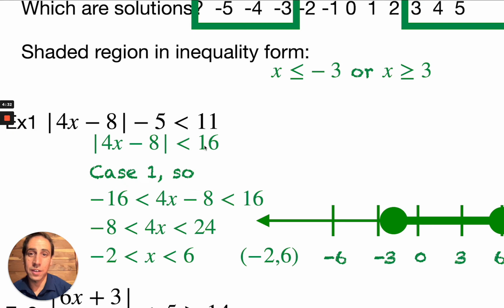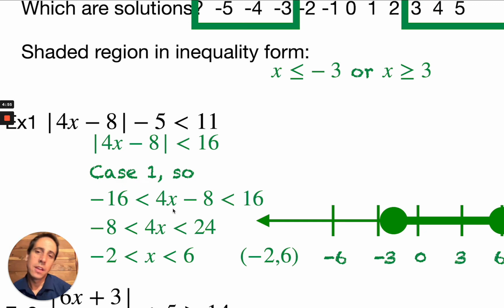You can see 16 gets carried here. 4x minus 8 is here. This is the process of removing the absolute value symbol. And then we're also going to put another symbol here as negative 16. So this algebraic expression is going to be simultaneously greater than negative 16 and less than 16. It's in between these two numbers.